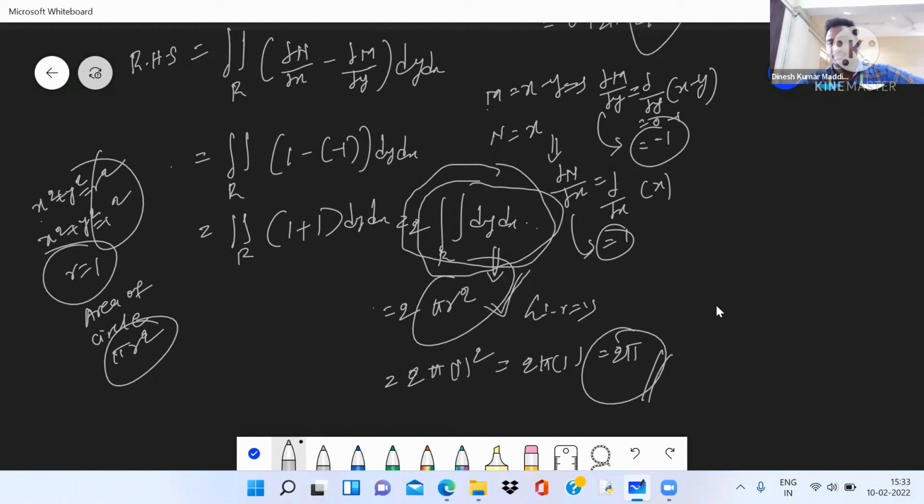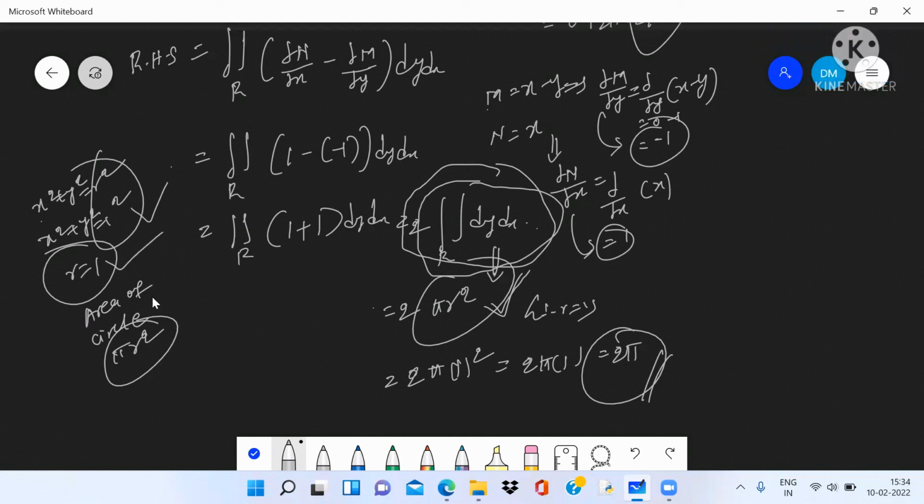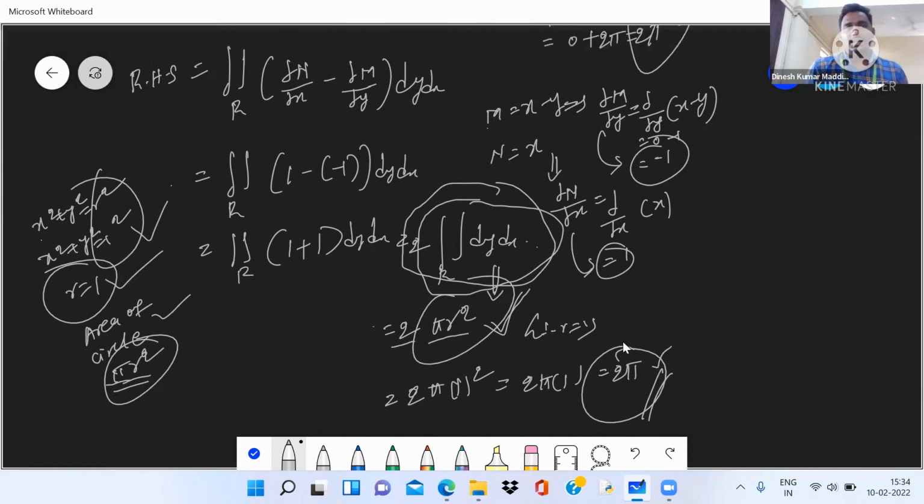Did you understand or not? Once again: here finally we will get the area for the region. They have given that the region is a circle, that is x square plus y square is equal to 1. They mentioned the unit circle, that means the circle radius is 1. The area of the circle is pi r square, so as usual, in place of r substitute 1. Here 2 is already there, then you will get 2 pi.